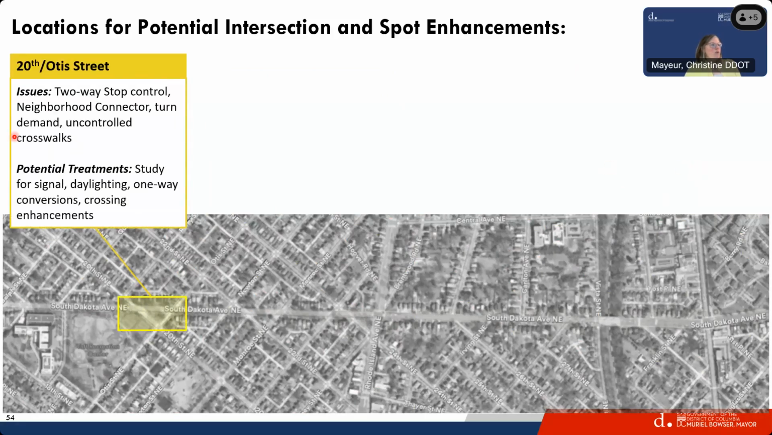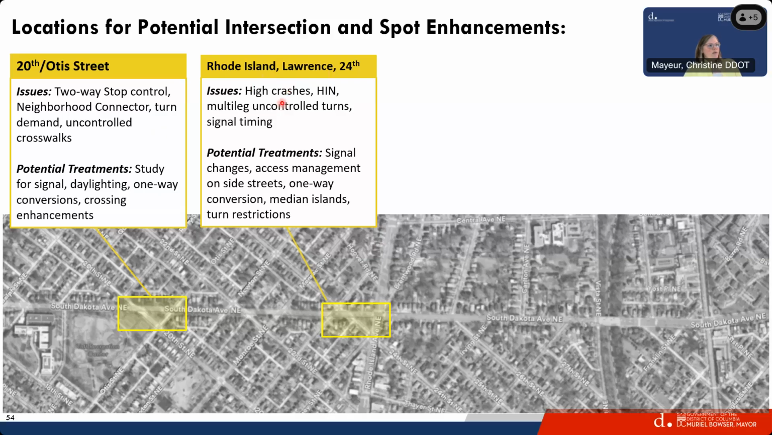Moving south, 20th Otis was a concern for you all as well. Looking at the two-way stop control, it's a neighborhood connector. There's a lot of turn demand, and the crosswalks are not signalized. So we're looking at a signal in this area, also clearing out those areas around the crosswalks, daylighting with curb extensions, potentially one-way conversions, and then crossing enhancements here.